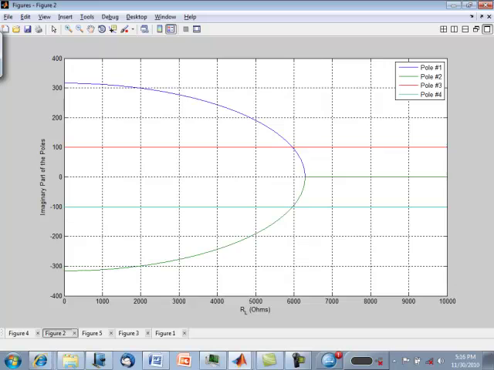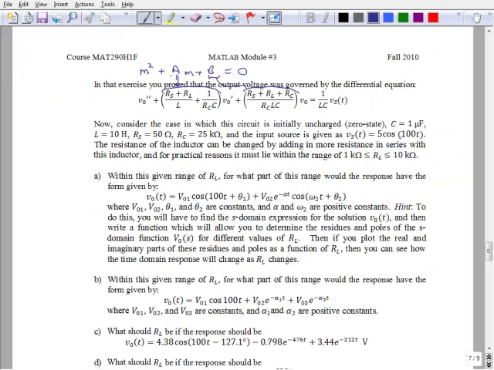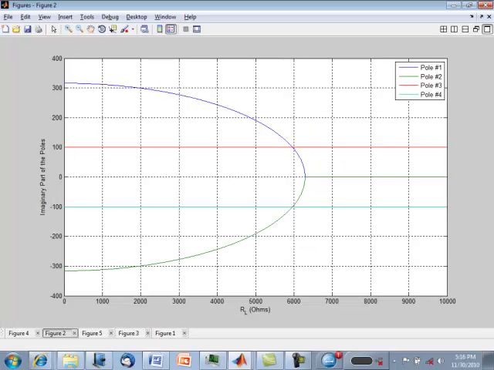So the cosine contributes these poles to the output. And then poles 1 and 2, which are due to the differential equation and these coefficients A and B, are complex conjugates of each other again at every value of RL, plus minus j. And we get to this point, just over 6,000, where the imaginary part is 0. At that same point, the real parts split off. They're no longer equal, and the imaginary part becomes 0.